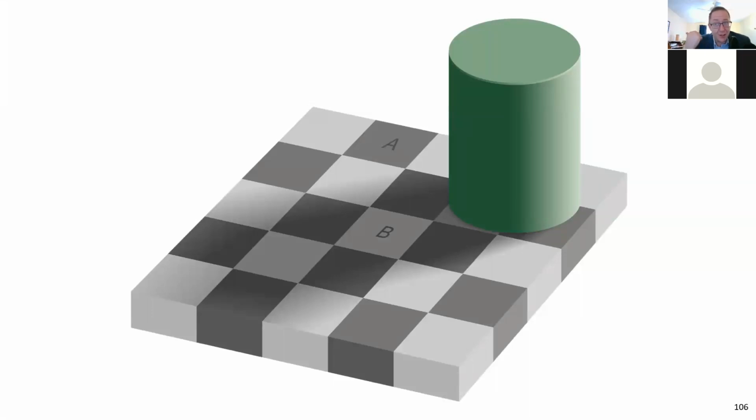It's not universal. You don't have cameras in your head. Green is not green. Blue is not blue. It depends on what it's next to.